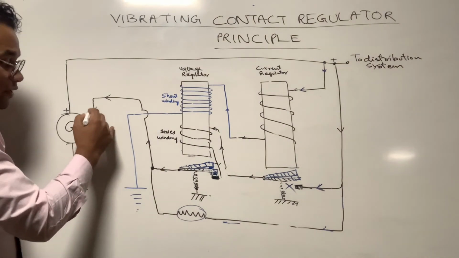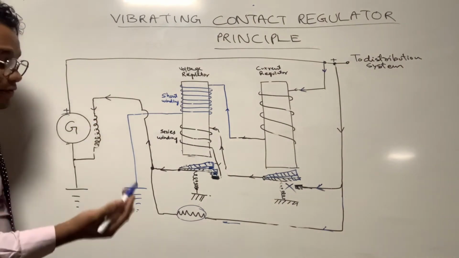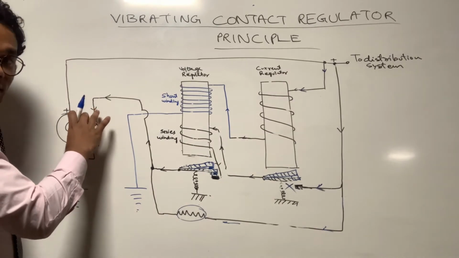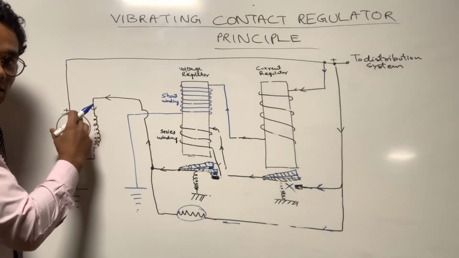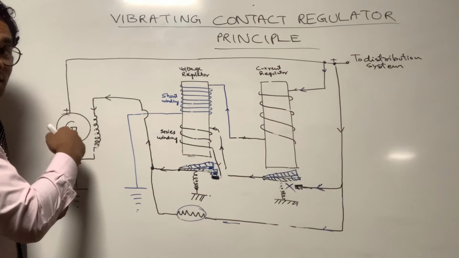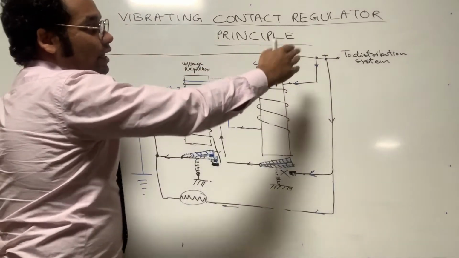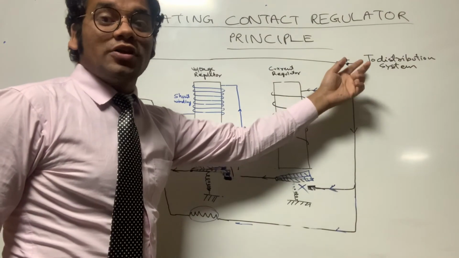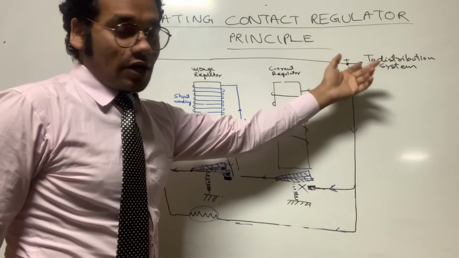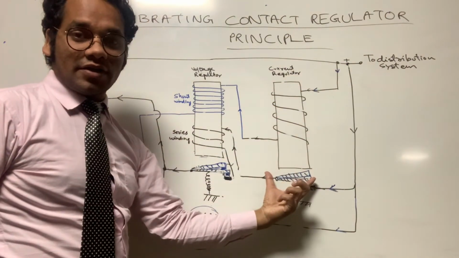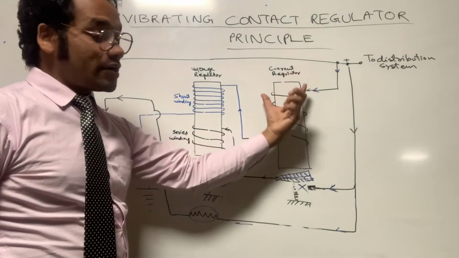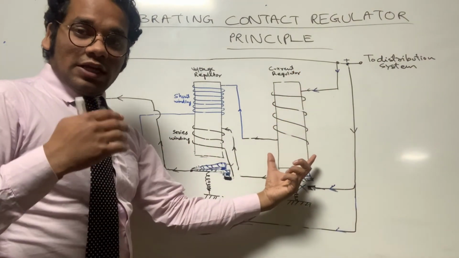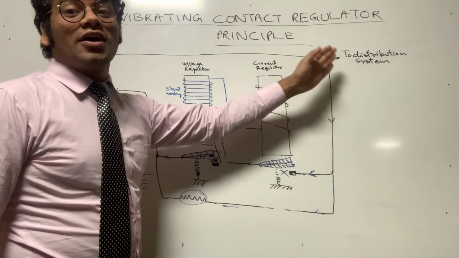So when the field winding of the generator gets less current, we know well friends, the magnetic field it produces will be less, and the flux cut will be less, and when flux cut is less, the output also will be less. This is how the output current is controlled by the current regulator. Hence the purpose of the current regulator is to limit the output current.